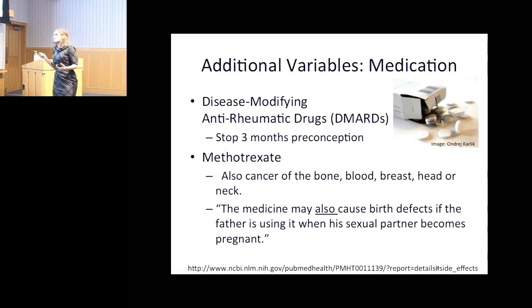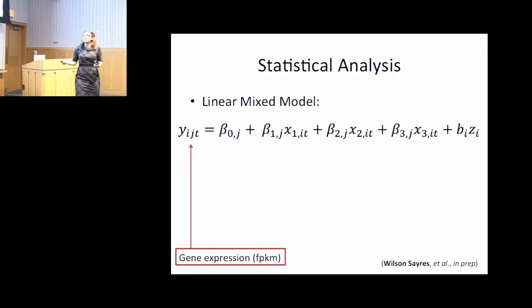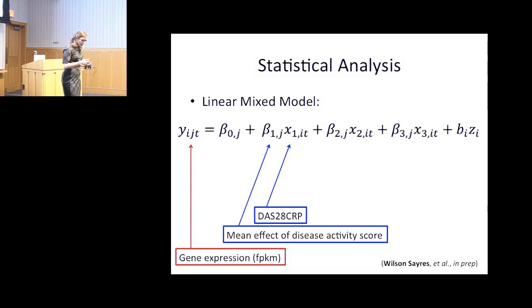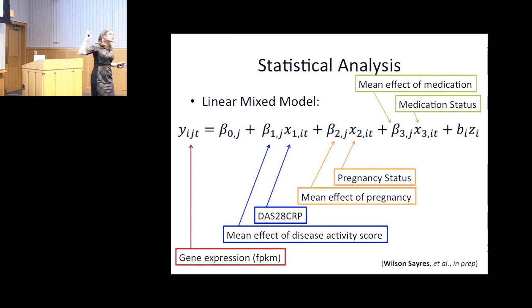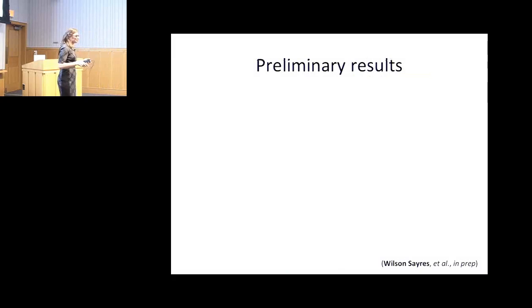To do the analysis part of it, we used a linear mixed model, and I'll walk you through this. We're looking at variation in gene expression and how that correlates with the mean effect of the disease activity, their pregnancy status at the time, and the mean effect of medication. It's a linear mixed model because we have multiple samples from the same individual, so we want to account for a random effect of each individual over time. And so what are our preliminary results?